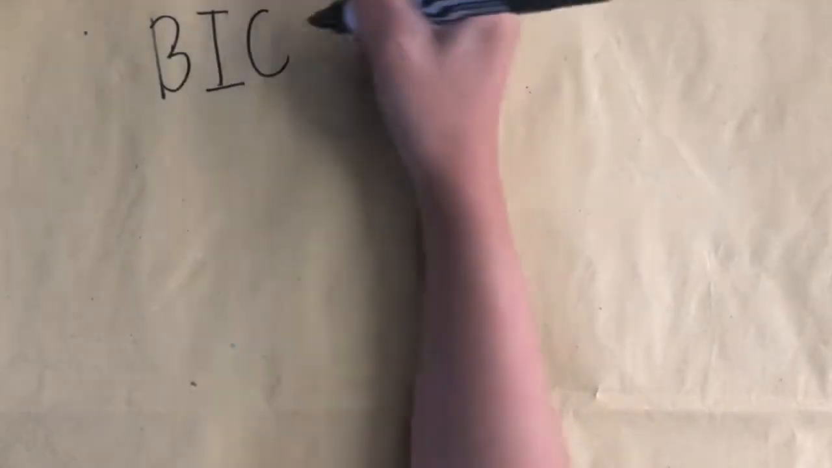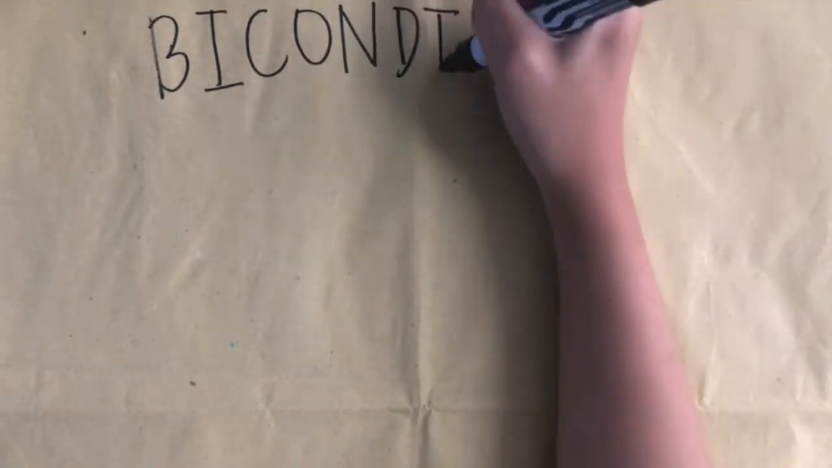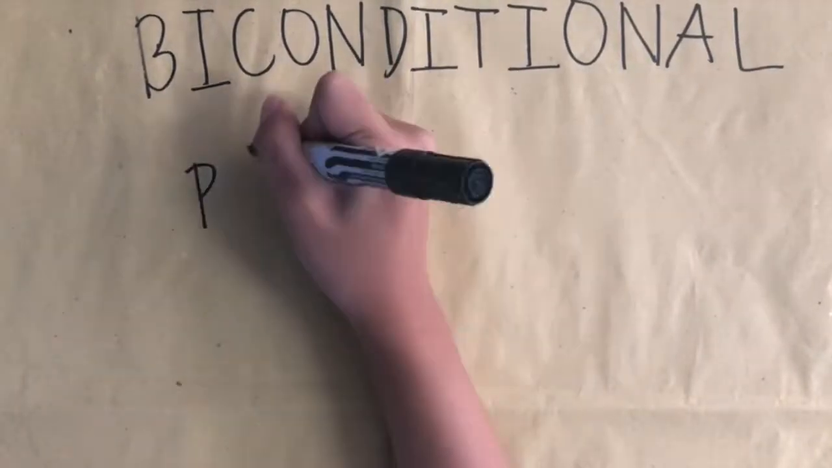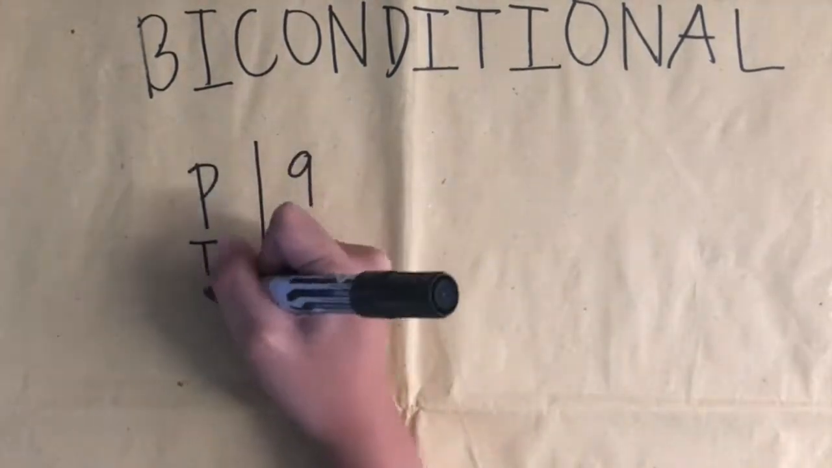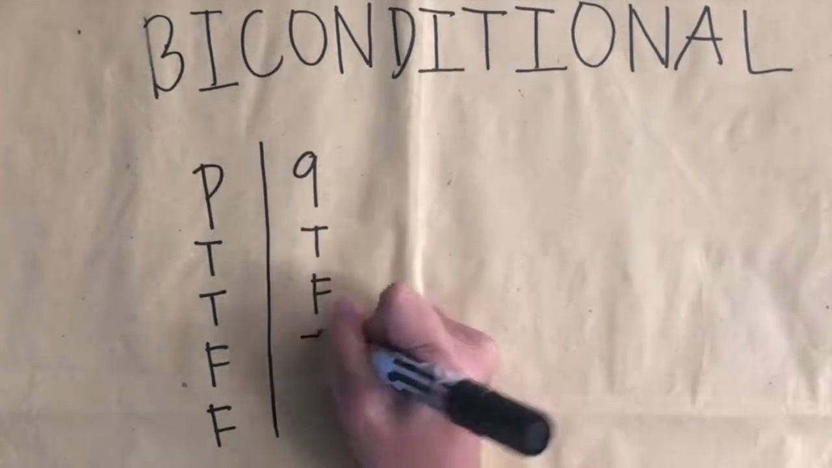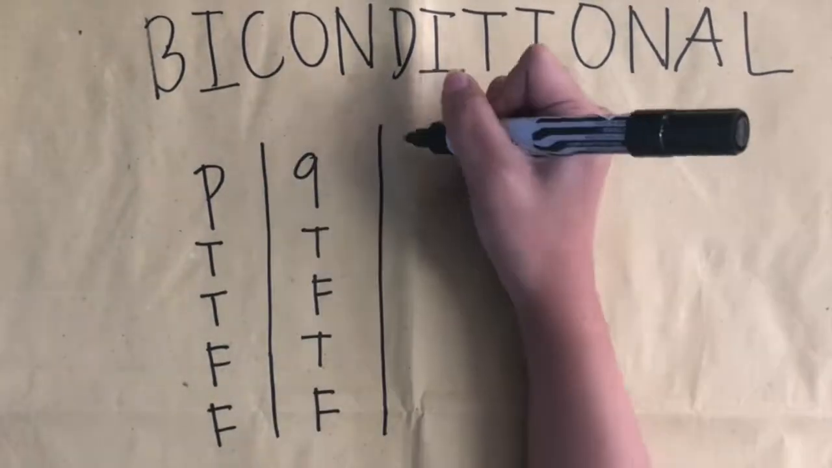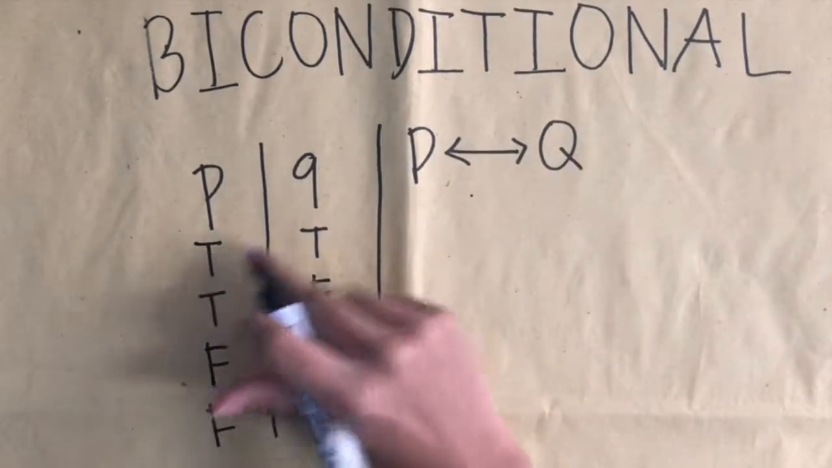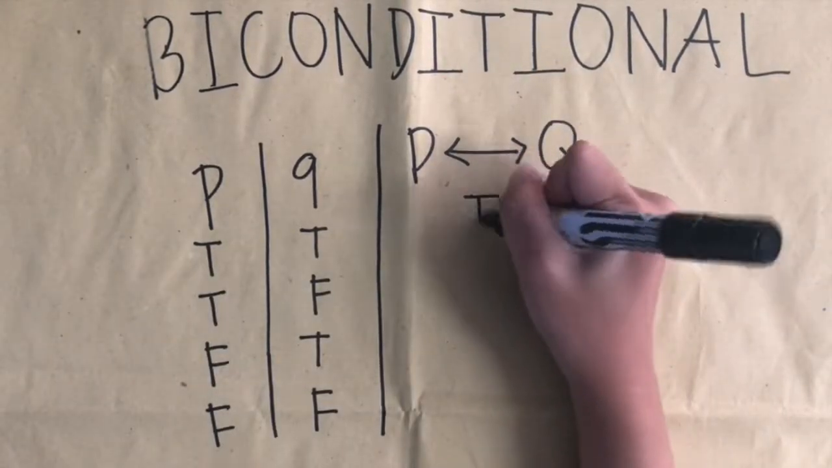Next we have biconditional. It's true when and only when P and Q have the same truth value. Let's draw a truth table. We have P and Q as our variables and the four possibilities. Our equation is P if and only if Q. Our first statements are both true. Since they have the same truth value, it is true.